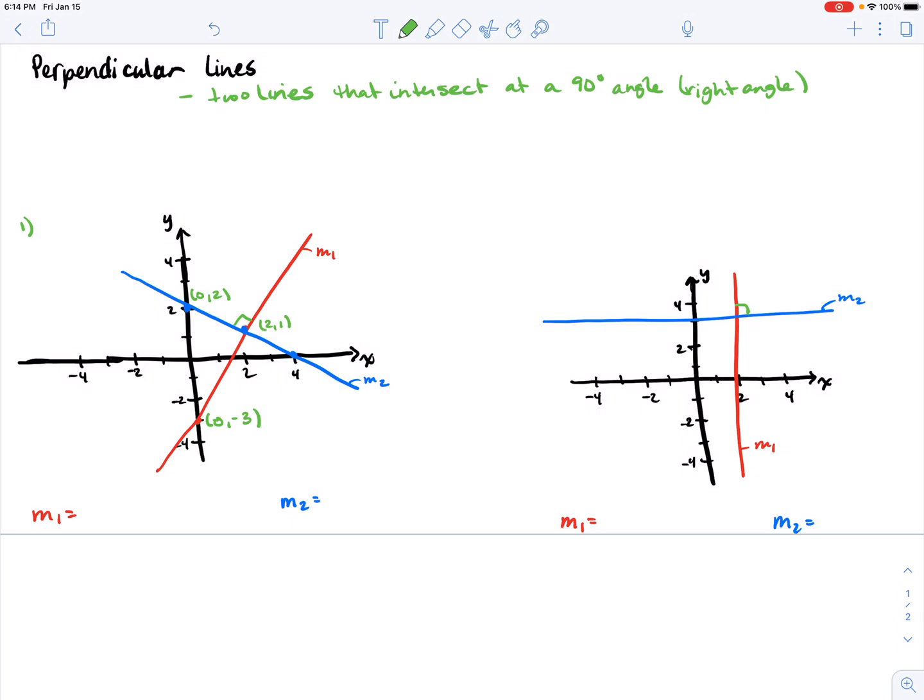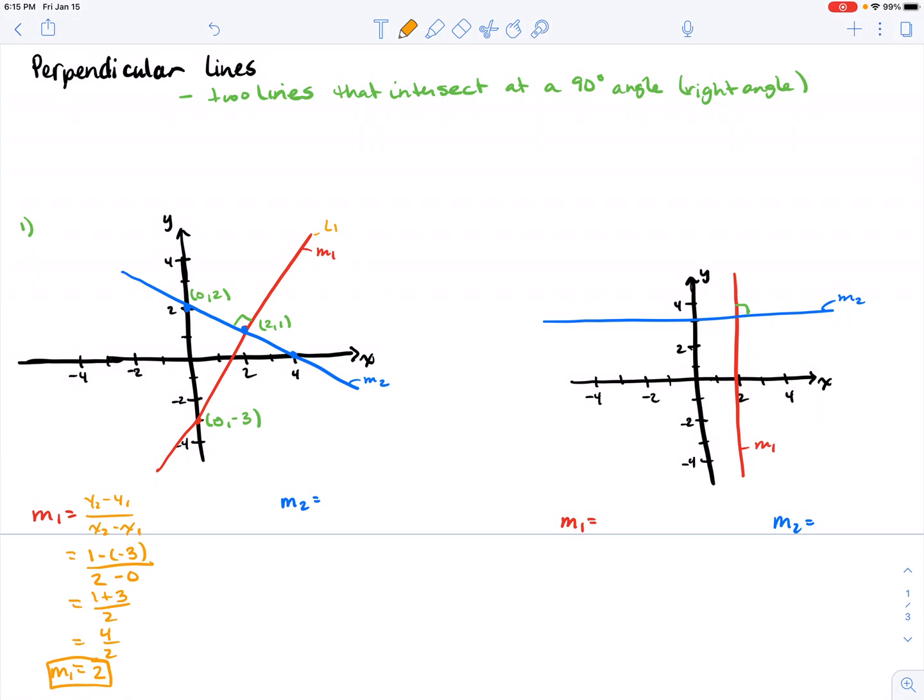Let's take the line M1. So our line 1 here. For M1, of course, again, y2 minus y1 over x2 minus x1. And we're using the points (2, 1) and (0, -3). So I have 1 minus -3 divided by 2 minus 0, which gives me 1 plus 3 over 2, which is 4 over 2, which is equal to, of course, 2. So the slope for line 1 is 2.